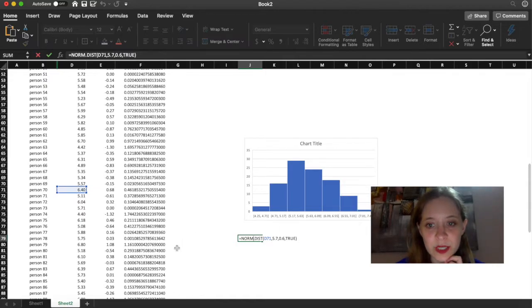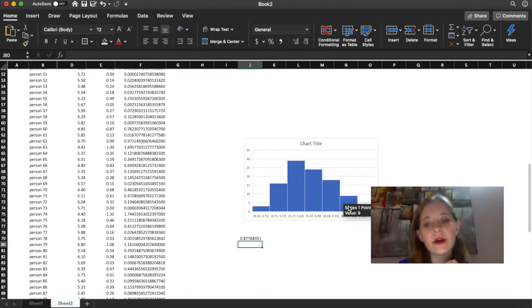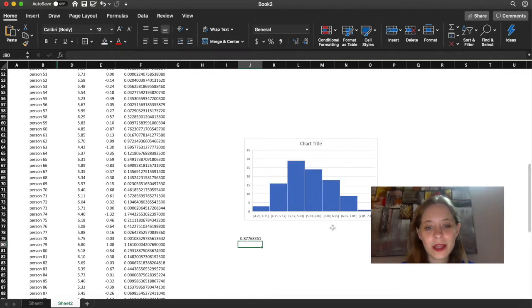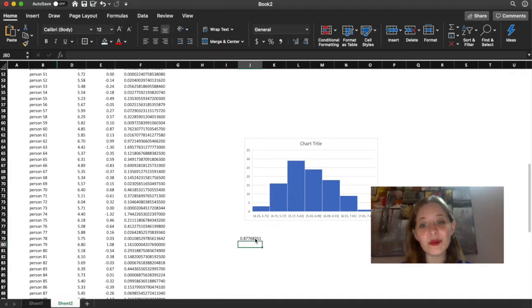And what we obtain from this little formula is that around 87% of the observations in this sample are lower than 6.4. And that's true, because if we look at this, if we sum everything that is in here, that number would be around 87% of the observations.